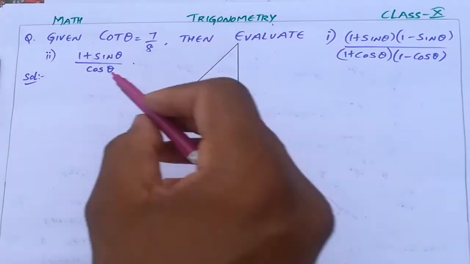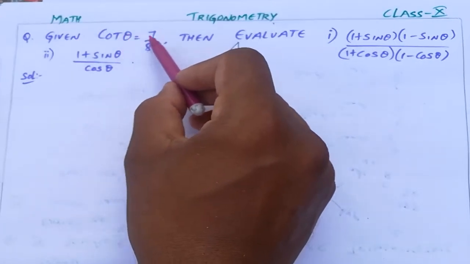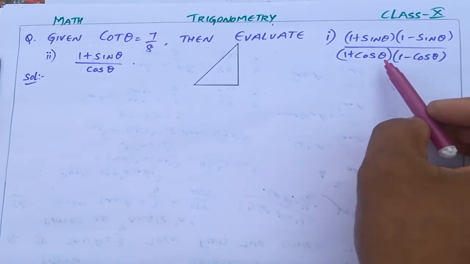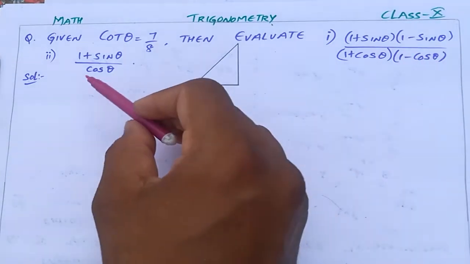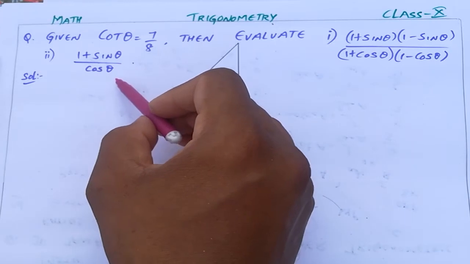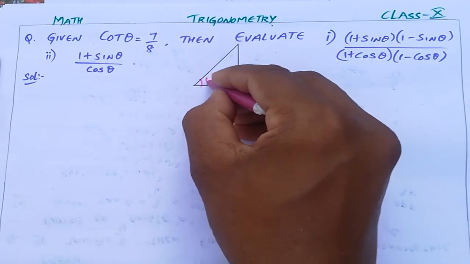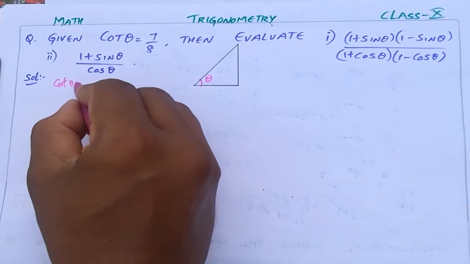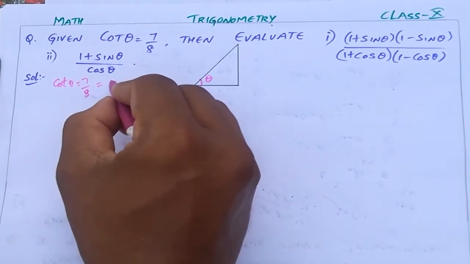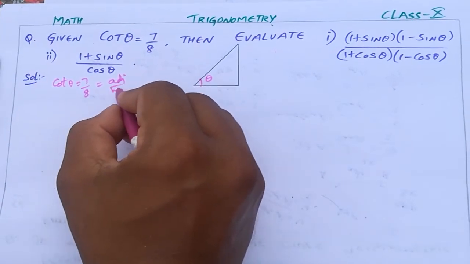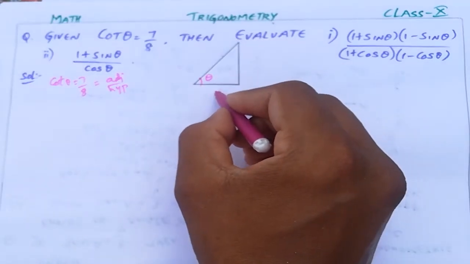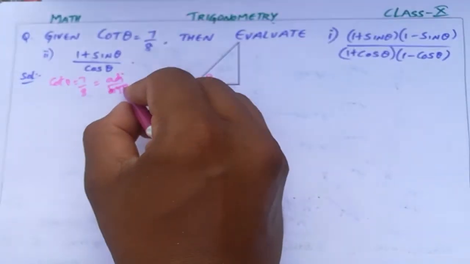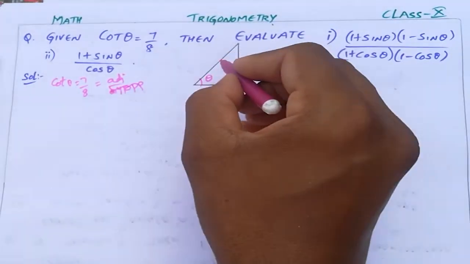Okay, now next problem. What is given? Cot theta equal to 7 by 8. He is asking to evaluate (1 plus sin theta)(1 minus sin theta) by (1 plus cos theta)(1 minus cos theta). Also the second bit is (1 plus sin theta) by cos theta. So suppose this is a right angle triangle, I am taking this one as theta. What he given is cot theta equal to 7 by 8, which is adjacent by opposite. So adjacent is 7 and opposite value is 8.